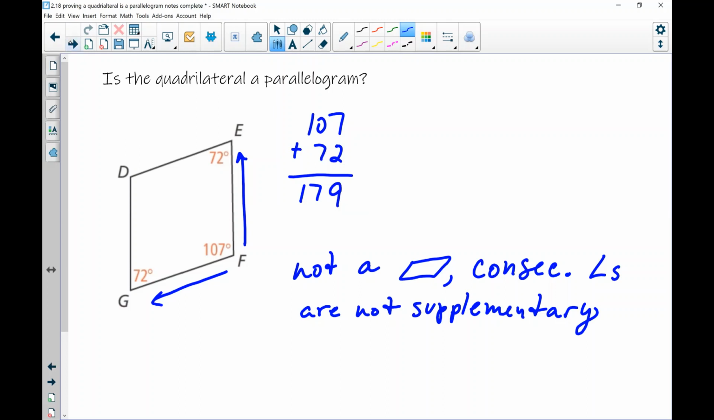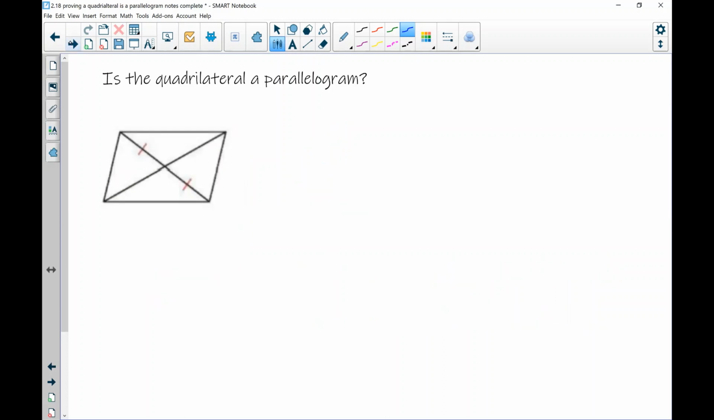Our next example, they ask, is the quadrilateral a parallelogram? We can see we have one diagonal, and they're showing us that diagonal is being bisected because it's got two equal pieces, but we don't know about the other one. So on this one, we cannot prove it's a parallelogram. It's a quadrilateral because it's got four sides. But no, both diagonals are not bisected.